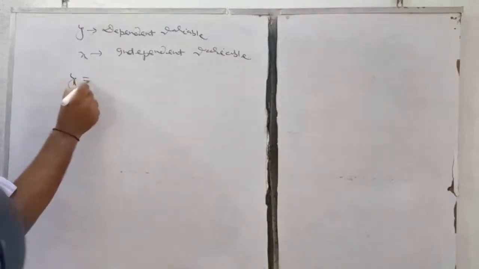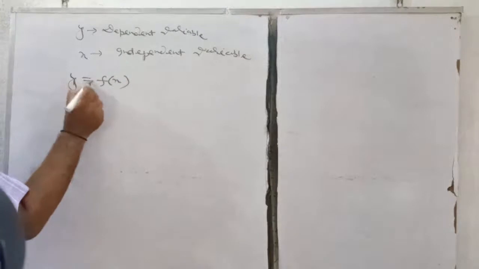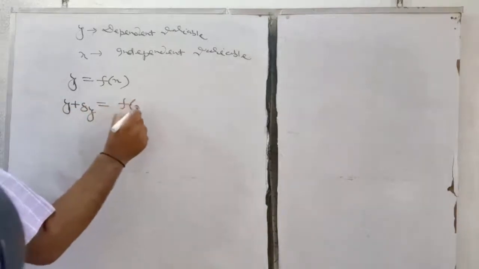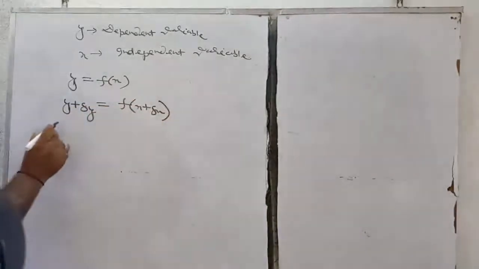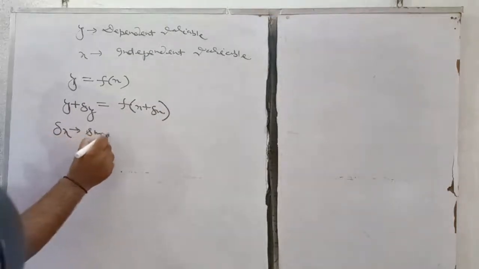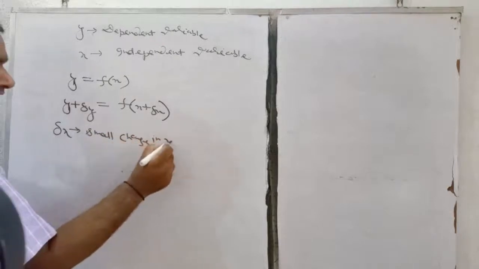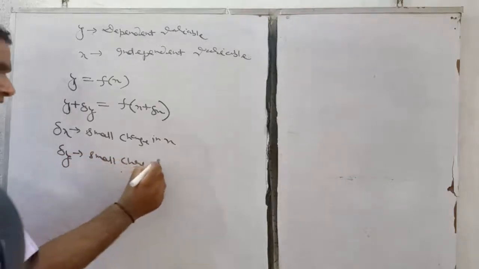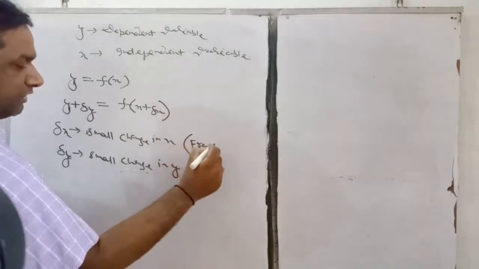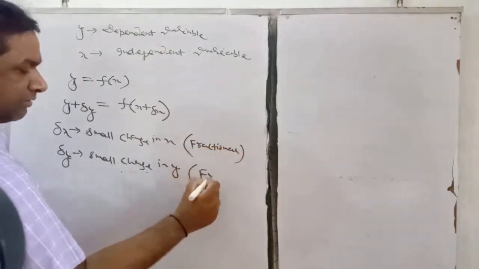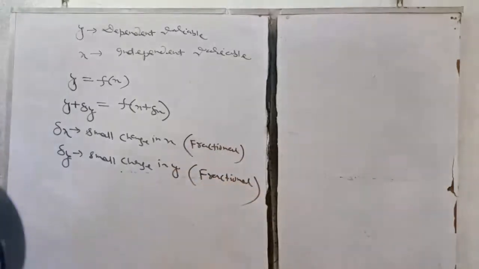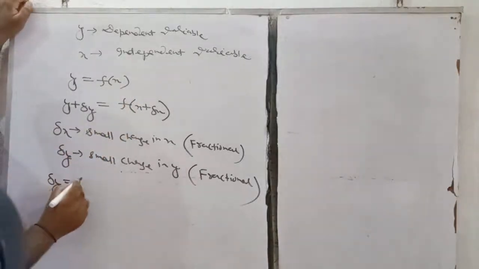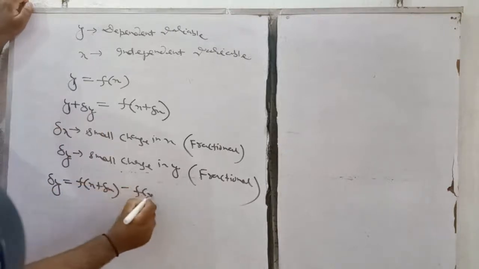So y depends upon f(x), or y plus delta y is equal to f(x plus delta x), where delta x is a small change in x and delta y is a small change in y, meaning a fractional change, very small. If you subtract the second minus the first, what do you get? Delta y is equal to f(x plus delta x) minus f(x).